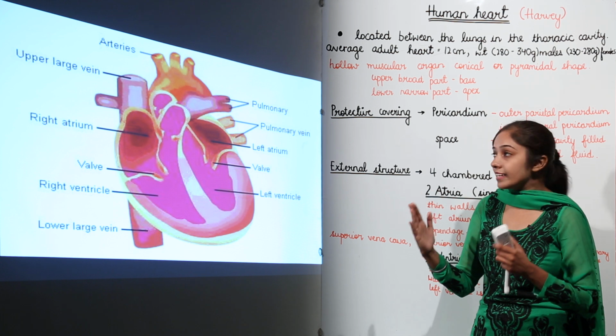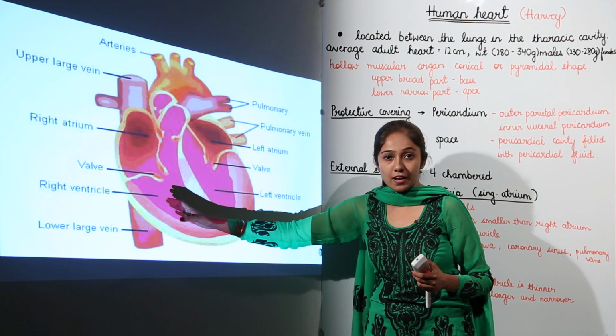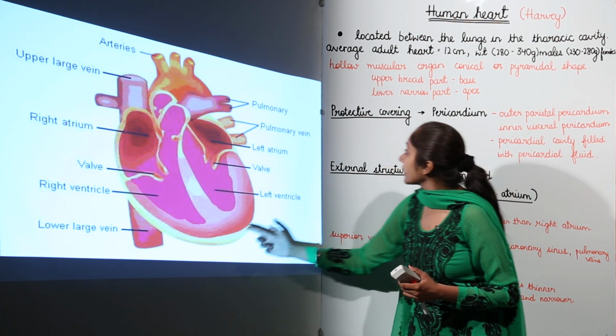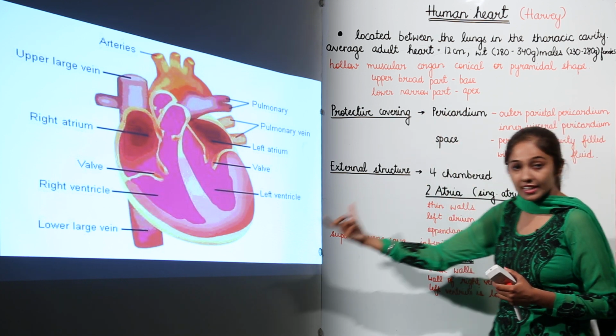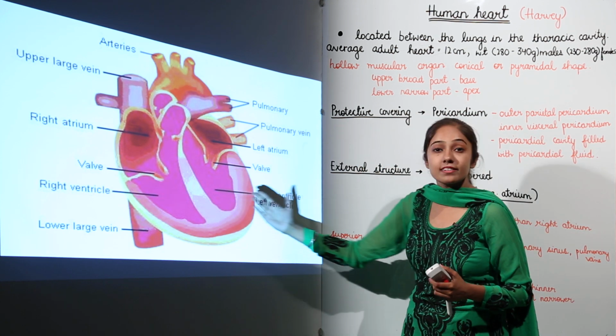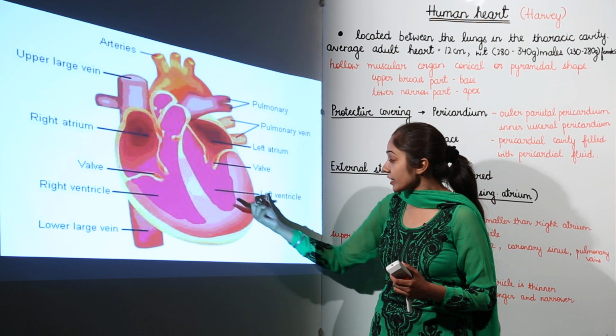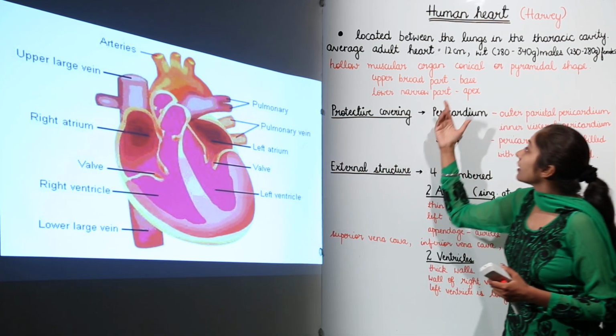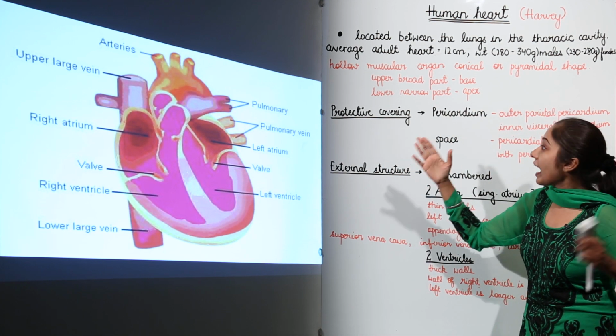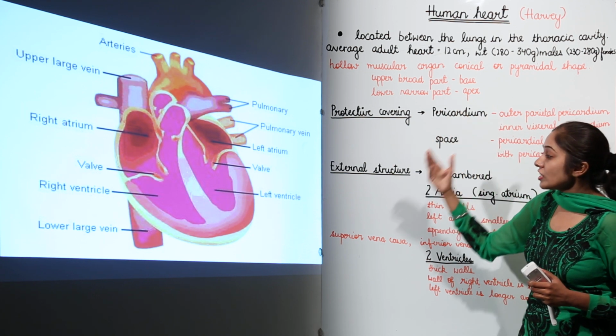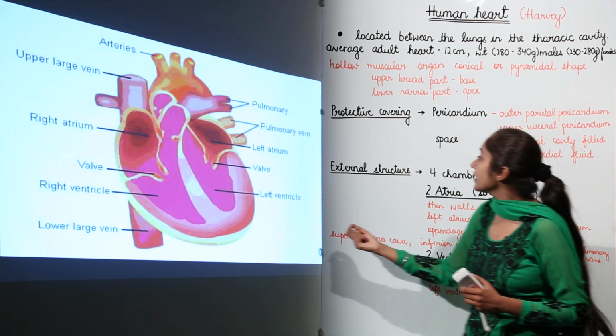We have two sides, the left part and the right part. You can see the apex, that is the lower narrow part, projecting towards the left hand side, right. You can see a base which is broader and the apex which is the narrower part of the heart, right.